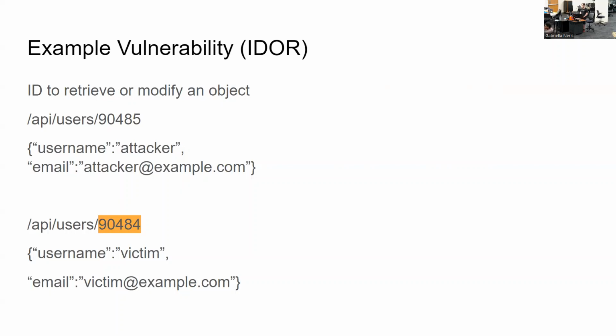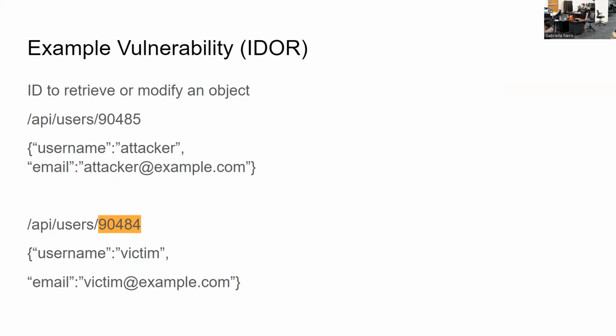So now we have another example of vulnerability, which is an insecure direct object reference. This one's a lot more simple to understand. It's surprisingly common because it's hard for developers to implement permission checks for every single time that an object is retrieved.